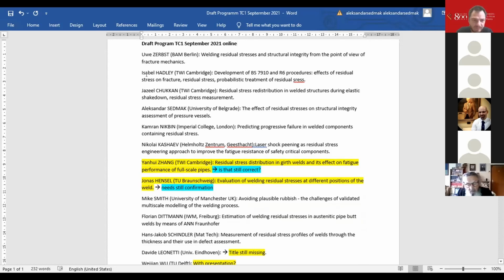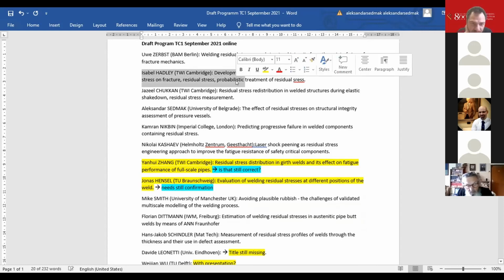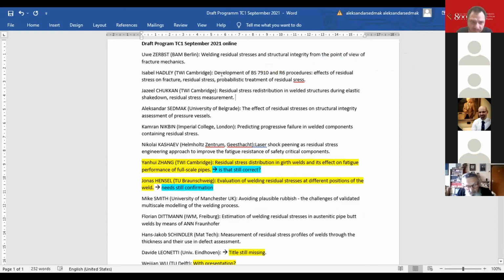Especially interesting, from a practical point of view, was Isabel Hadley from The Welding Institute in Cambridge and her presentation of the development of BS 7910 and R6 procedures. I think we know what it is about, but now residual stresses are built in in some way, and then a couple of other very interesting presentations. I don't know if we will have any published trace afterwards, but we will certainly work on it.